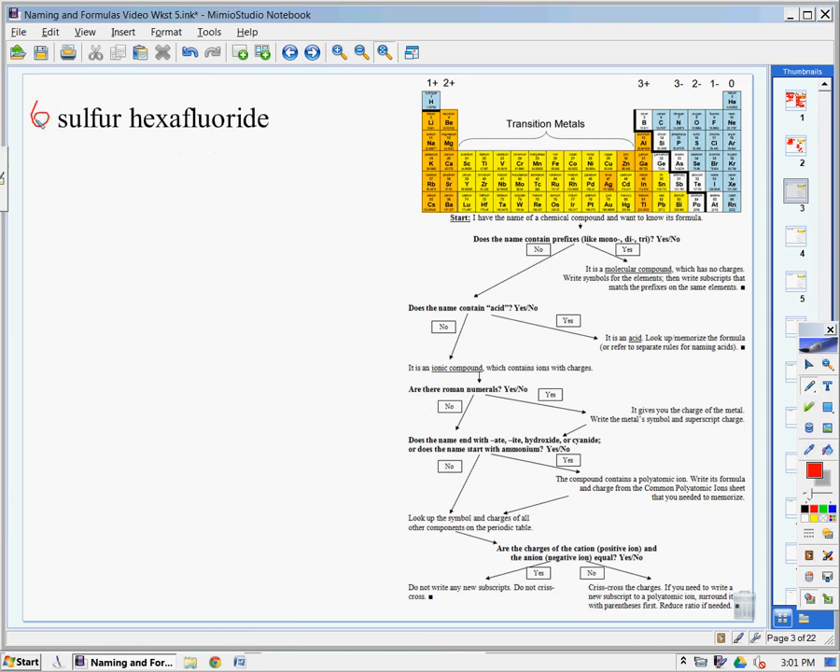Let's move on to number 6. So number 6 is sulfur hexafluoride. Does the name contain prefixes? Why, yes, it does. It has hexa in it. That means it's molecular. In other words, it contains only nonmetals. Has no charges. Write symbols for the elements, then write subscripts that match the prefixes. So the symbol for sulfur is S. Remember, no charge. You don't have to look up 2 minus. Fluoride is F. Remember, no charges. You don't have to look up that it's minus. In fact, it's not minus. And then hexa belongs to the fluorine. No crisscrossing. The formula of this thing is just SF6.